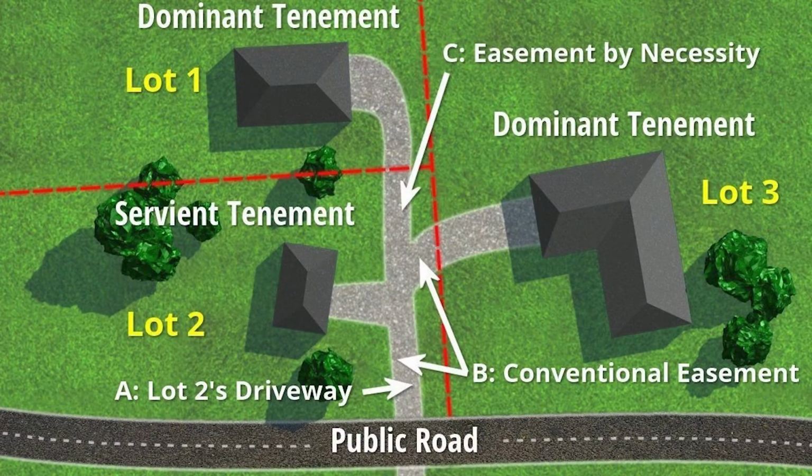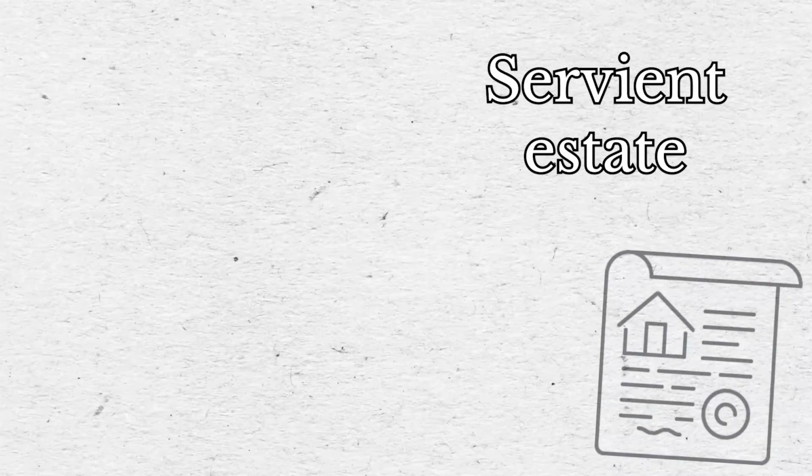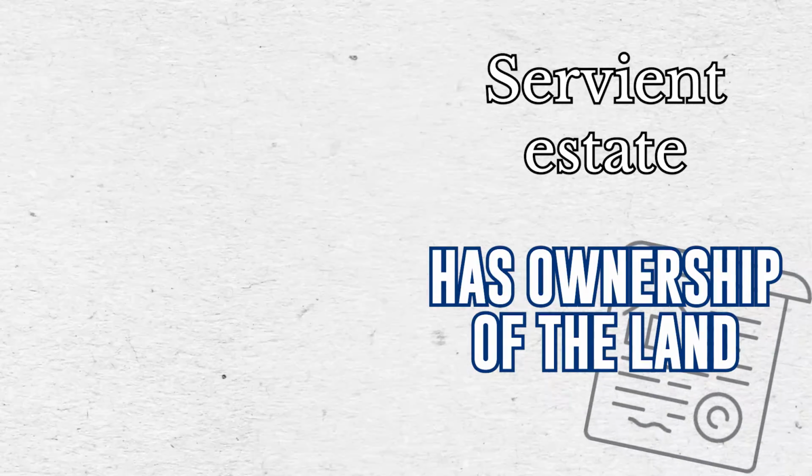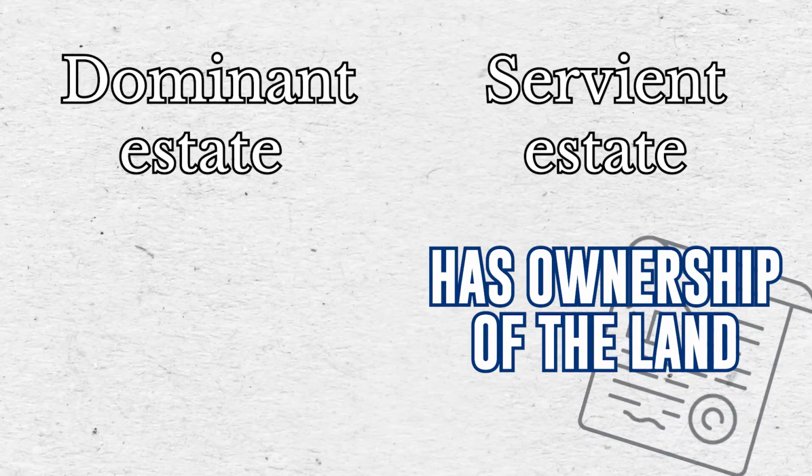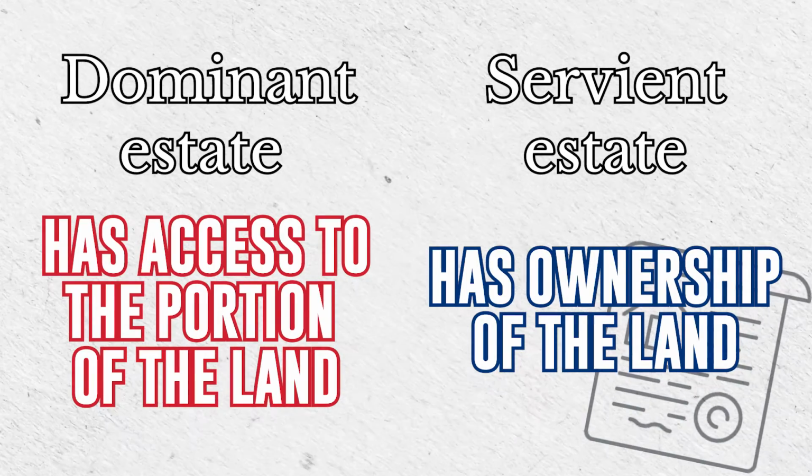So, for instance, a shared driveway access that allows another owner who doesn't own the land to use the driveway to access the public street. So the servient estate has ownership of the land, while the dominant estate has access to a portion of the land.